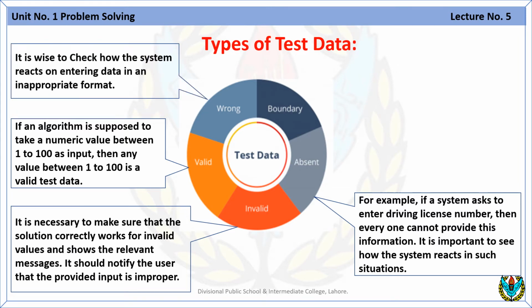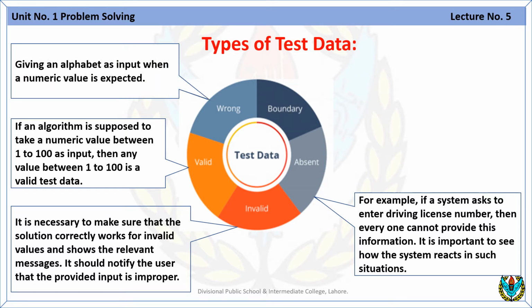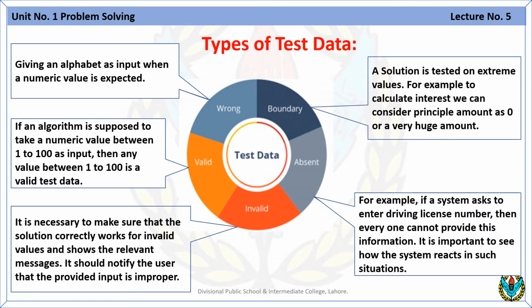Wrong data. It is wise to check how the system reacts on entering data in an inappropriate format. For example, giving an alphabet as input when a numeric value is expected. Boundary test data. A solution is tested on extreme values. For example, to calculate interest, we can consider the principal amount as zero or a very huge amount.